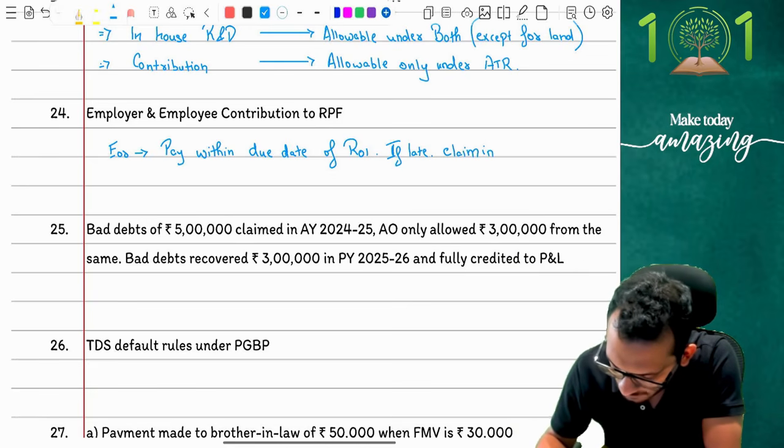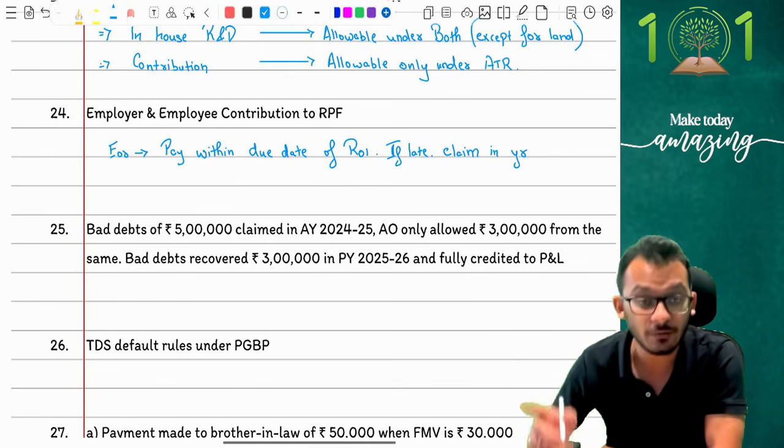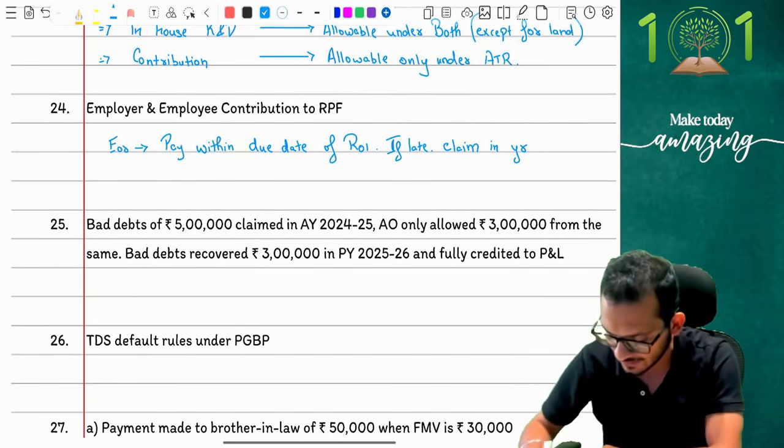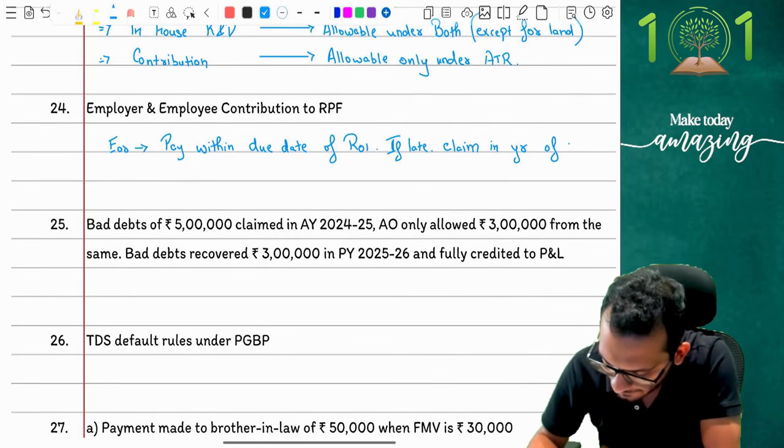Yes, so this is what the provisions are. The provisions basically say when it comes to employer contribution, you have to claim it, you have to pay it before the due date of return filing. If it is late, then you can claim it in the year of payment, and that's what the condition is. This is how you would have learnt it, people.